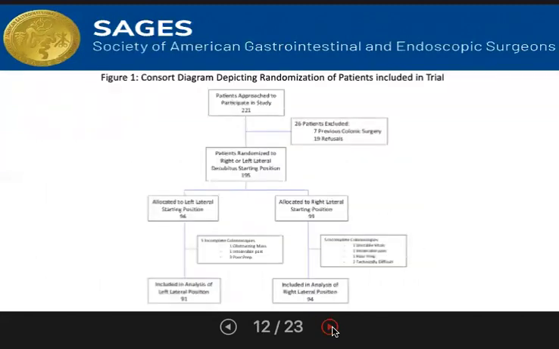This consort diagram depicts the randomization of patients in the trial. A total of 221 patients were approached to take part, with 26 patients being excluded due to either previous colonic surgery or refusal to participate. There were 5 incomplete colonoscopies in each group. 91 patients were included in the analysis of the left lateral position, and 94 patients in the analysis of the right.